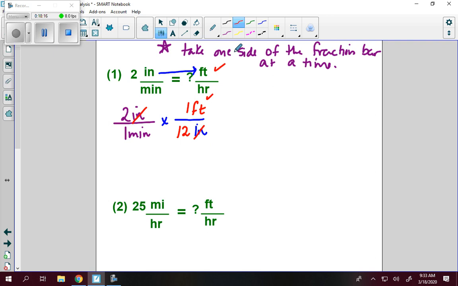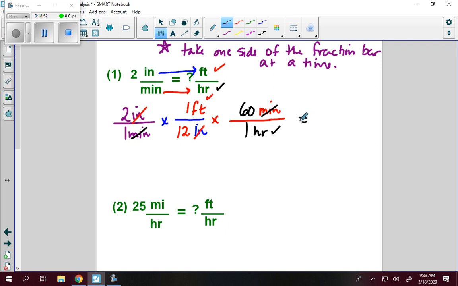Then it says take one side of the fraction bar at a time. We have the top, what we wanted. If we were to answer our question now, we would have it in feet per minute, but I need it in feet per hour. So I'm going to go to the bottom label and try to get that to hours. In order to get this to be different, I have to times it by something on top. I have to cancel it. So I put my minutes up there and then think about how to get from minutes to hours, and there are 60 minutes in 1 hour. So when I cancel my minutes, I'm left with feet on top and hours on bottom, which is exactly what I need. So now I can do the conversion.